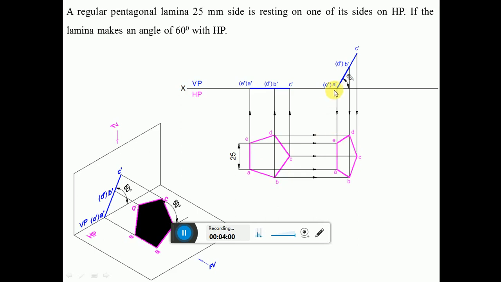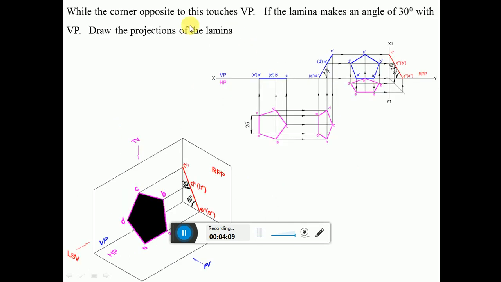Now the edge is resting on HP and the surface is inclined at an angle of 60 degrees to HP. Next, while the corner opposite to this touches VP, if the lamina makes an angle of 30 degree with VP, draw the projections of the lamina. So here, which is the corner opposite to this? It is the edge AE, because that is the edge which is resting on HP. The corner opposite to the side AE, which is resting on HP, is touching VP.